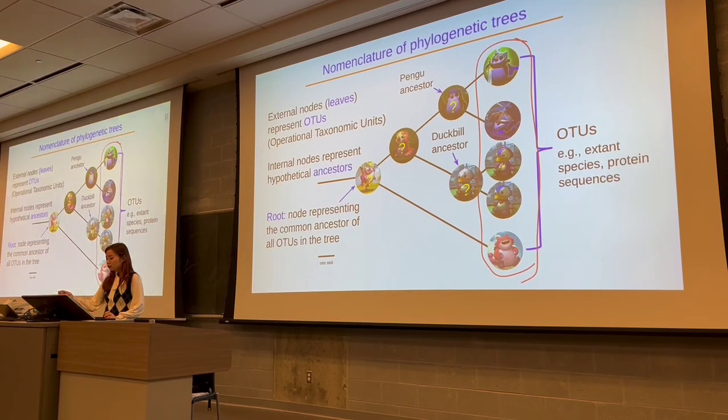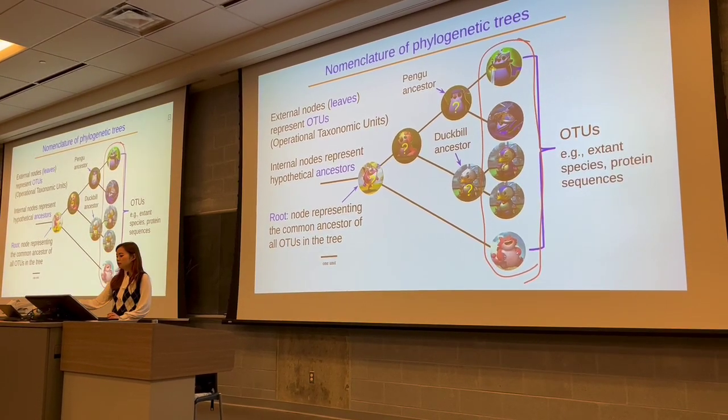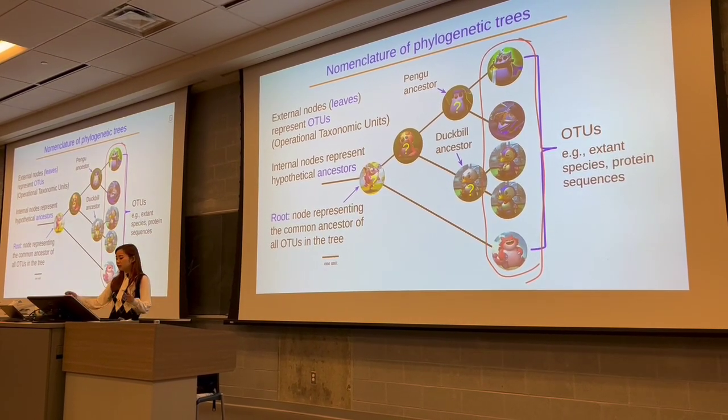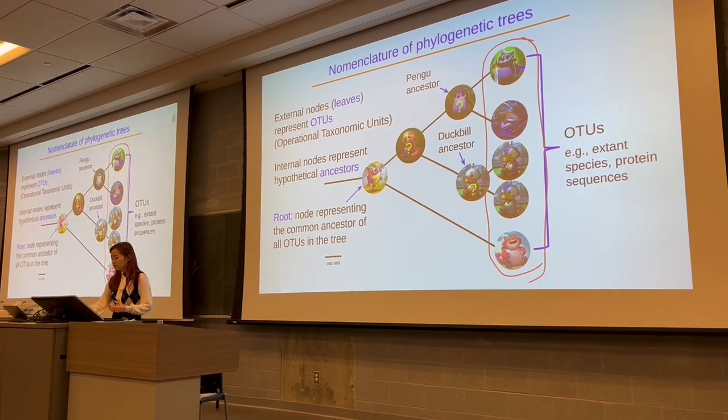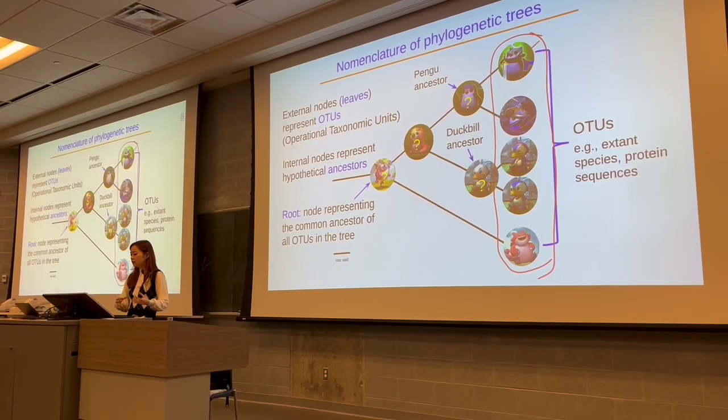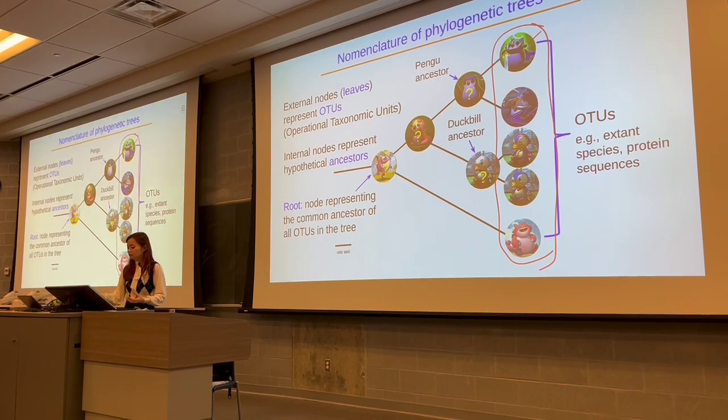For the sake of demonstration, I don't know, we'll say that pengus and chonks and duckbills are all at a genus level. So this would be maybe a species. So in this case, our operational taxonomic unit is a species.